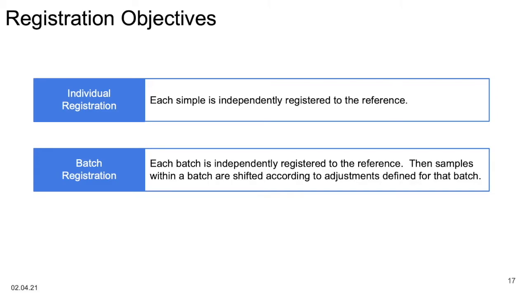So for our registration objectives, we also consider individual registration or batch registration. Individual is taking one target or reference and then register the individual samples directly to that reference. For batch registration, we want to find a consensus representation of a batch. So this could be, for example, we could use an internal control that was run on the same day as that batch and use that to register to the reference sample.